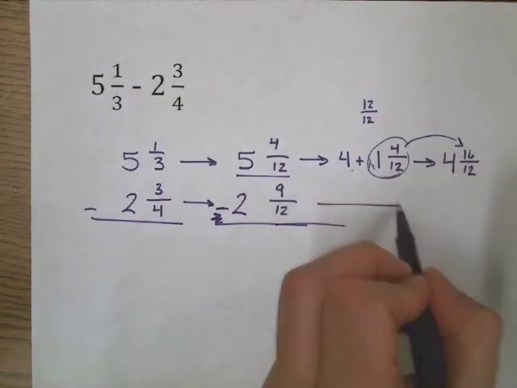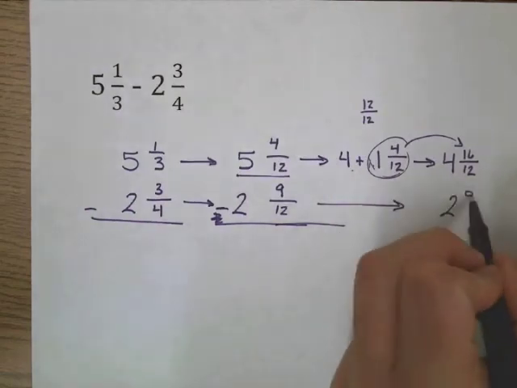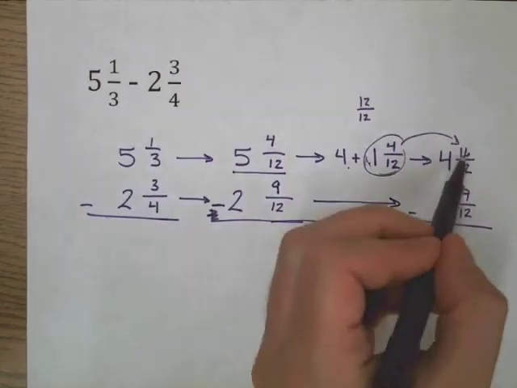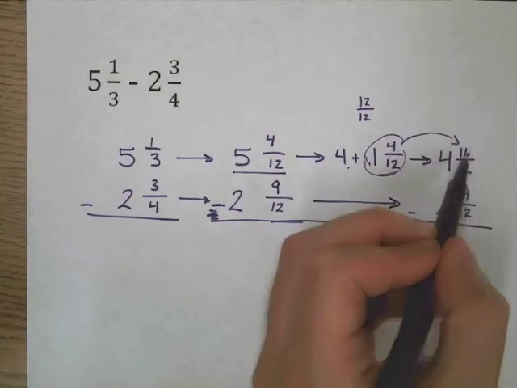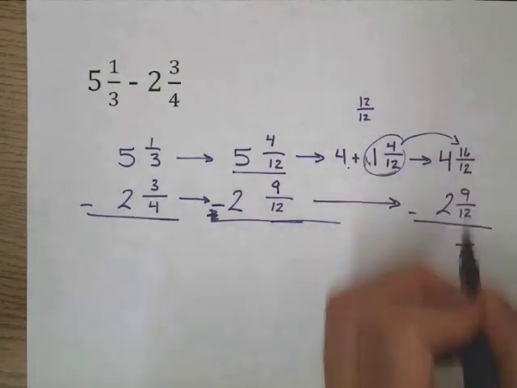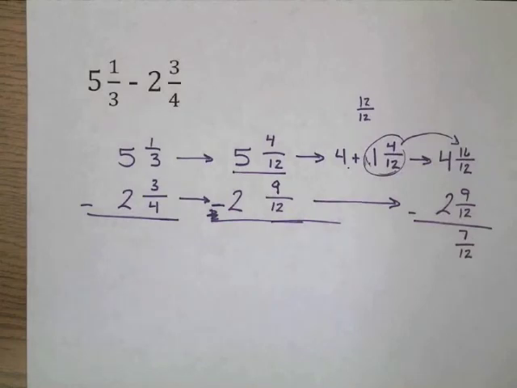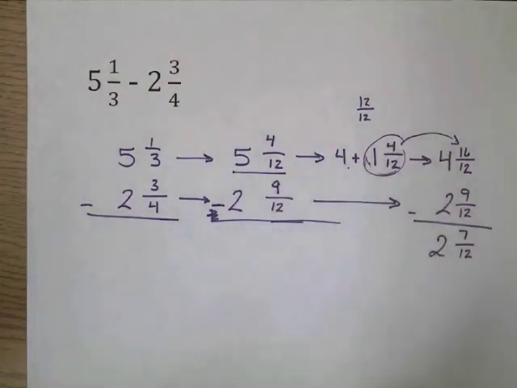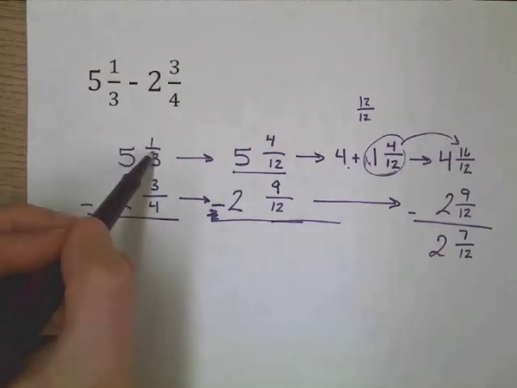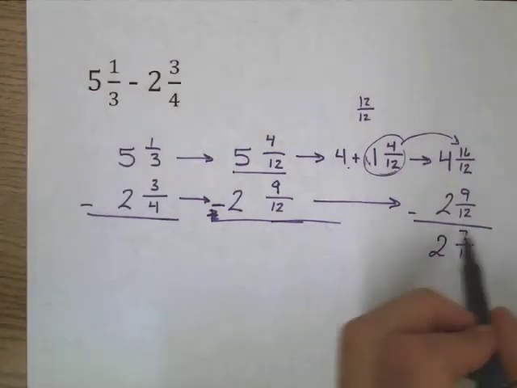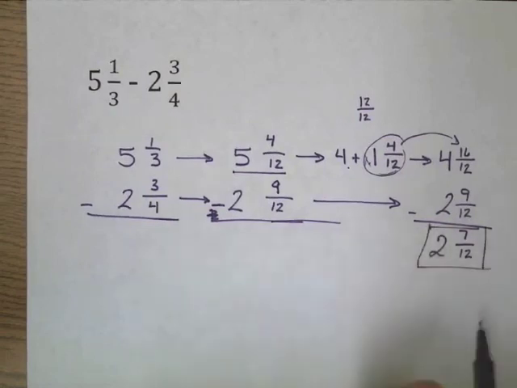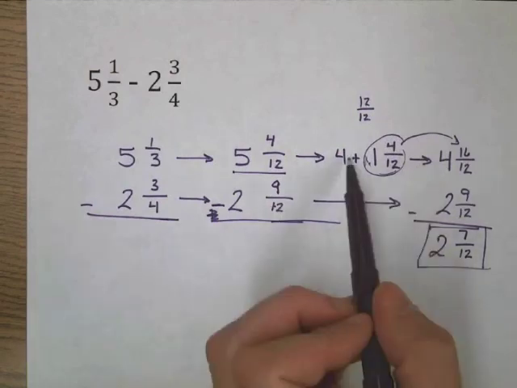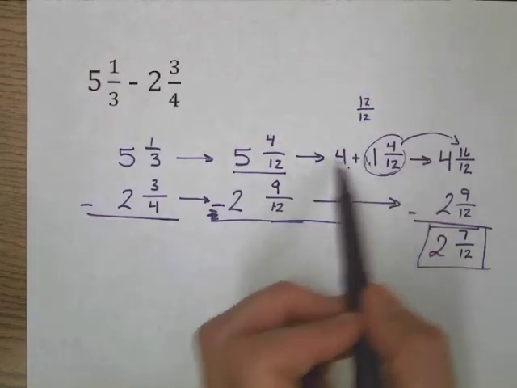So I'm going to keep the 2 9/12 the same. Now when I subtract, I have 16/12 taking away 9/12. Well, I can take away 9 from 16. That leaves me with 7/12. 4 minus 2 is 2. So my solution to my original problem, 5 1/3 minus 2 3/4, is 2 7/12. I needed to find both a common denominator and I needed to do some regrouping from my whole number.